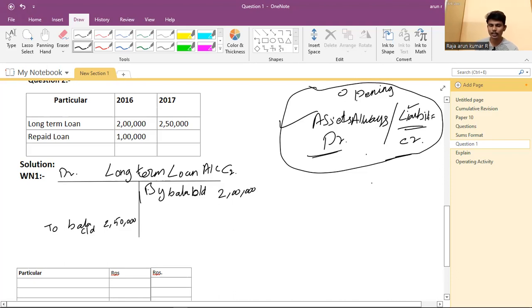In another concept I said, in debit and credit, assets and liabilities.